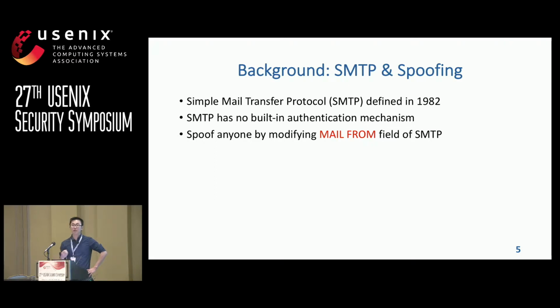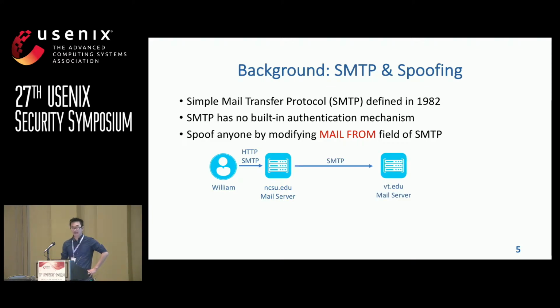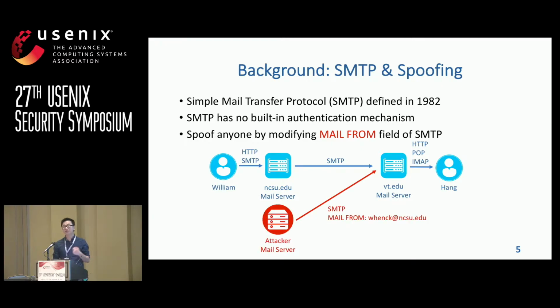So let's say William wants to send an email to me. William needs to first talk to the NC State mail server. Then NC State uses SMTP to talk to Virginia Tech. Then I retrieve my email from the Virginia Tech mail server. Now, if an attacker wants to spoof William, the attacker needs to set up its own mail server, then send the email to Virginia Tech, but setting the MAIL FROM with William's address. Because SMTP has no authentication mechanism, Virginia Tech cannot authenticate this email.